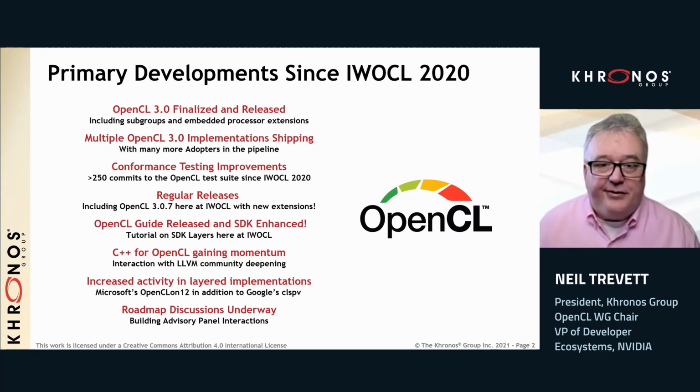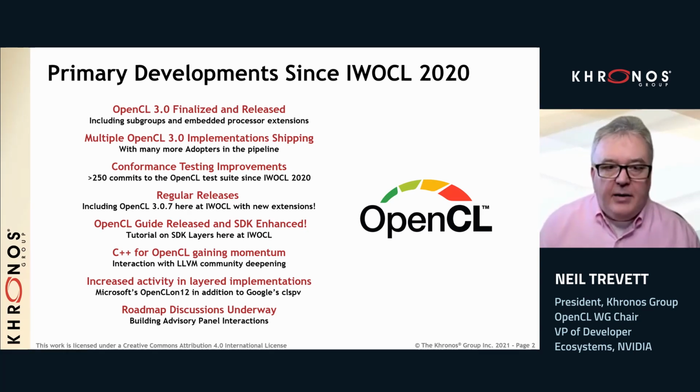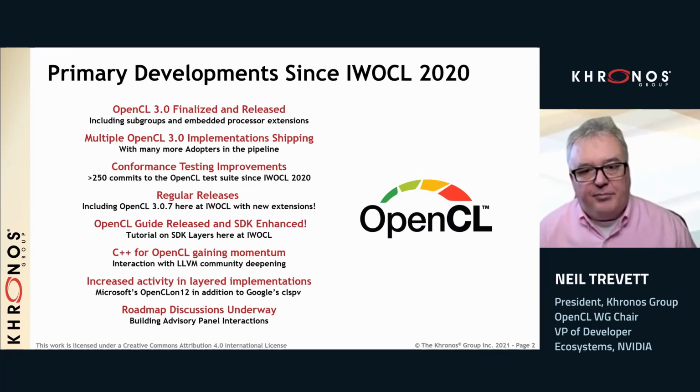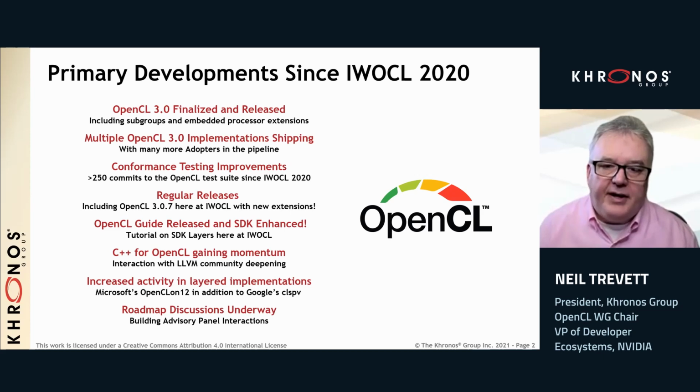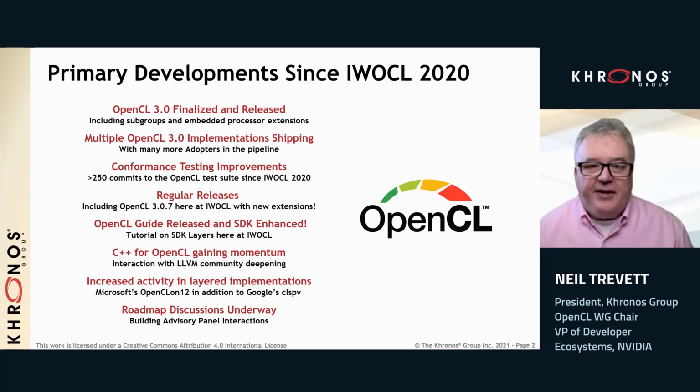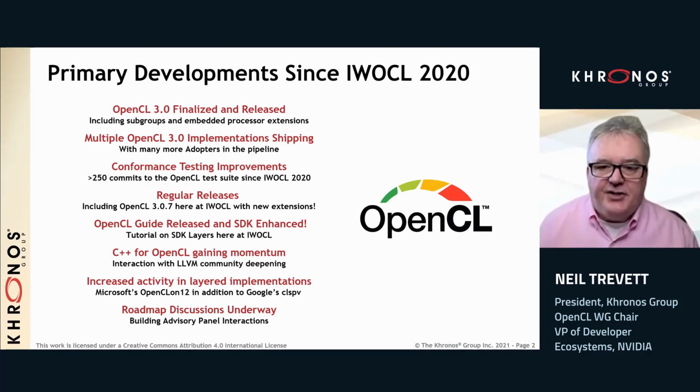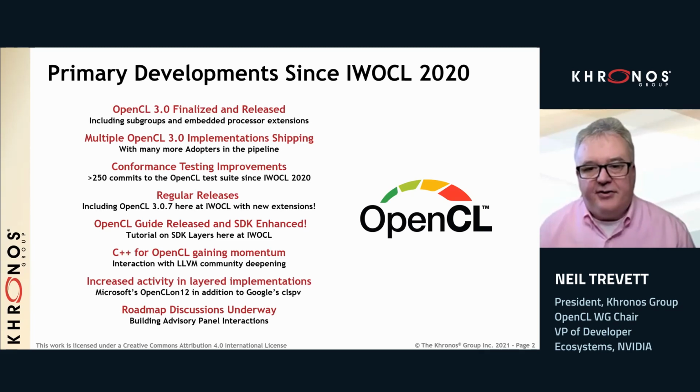A lot has happened since IWOCL last year. OpenCL 3.0 was finalized and released in September, creating a baseline for pervasive deployment of new functionality beyond 1.2, including new subgroup operators and extensions for embedded processors. Although the specification was released only a few months ago, there are already multiple conformant OpenCL 3.0 implementations shipping today. The working group has been improving the OpenCL conformance test suite and issuing regular specification updates, including the new OpenCL 3.0.7 here at IWOCL, which includes new extensions that we will cover briefly later in the presentation.